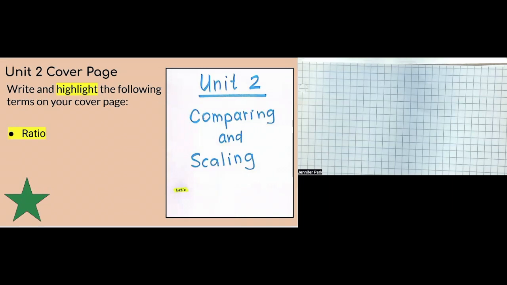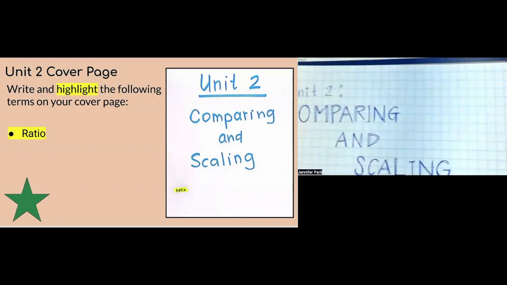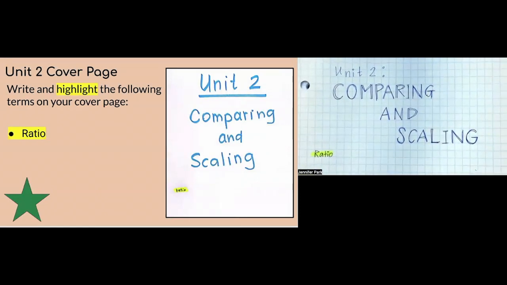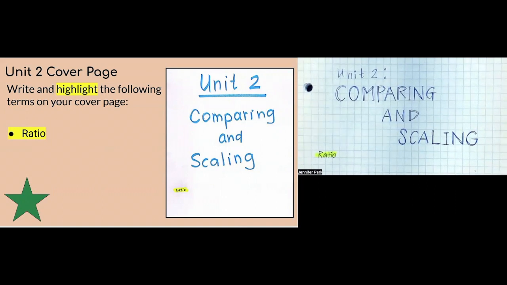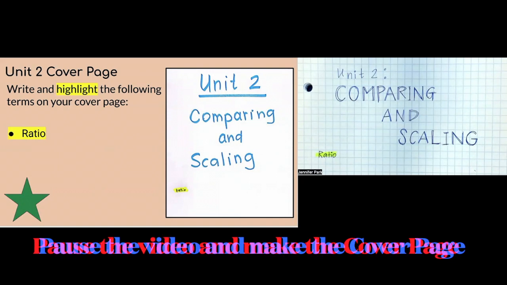And the first word that we're going to write and highlight is ratio. Make sure to do that. And here is a sample of Ms. Park's cover page, Unit 2, Comparing and Scaling, word ratio. Pause the video, give yourself some time to set up your notebook, write down the word, and highlight. And once you have done, please come back to the video.